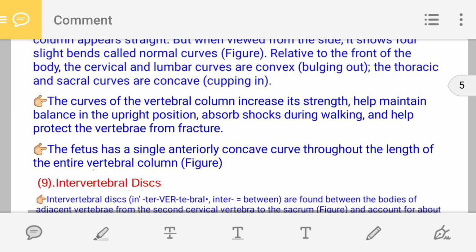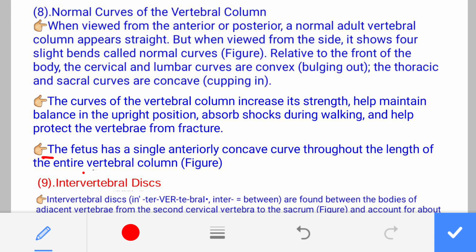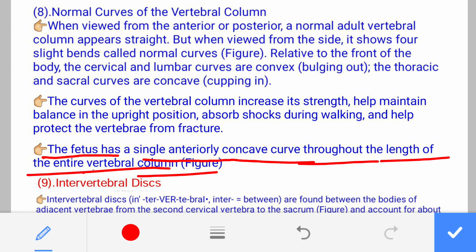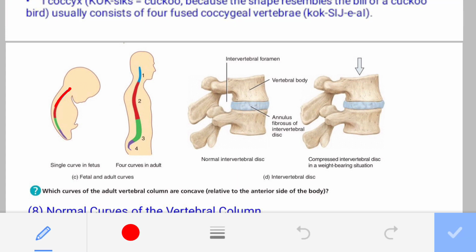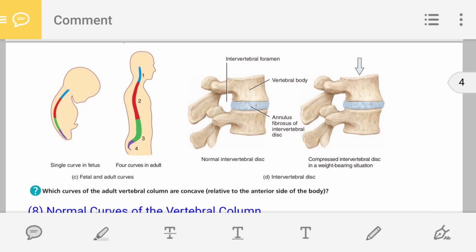Now the fetus has only a single anteriorly concave curve throughout the length of the entire vertebral column. So we remember this point, that in the fetus only a single anterior concave curve is present throughout the length of the entire vertebral column. As you can see over here, only a single concave curve is present in the fetus.